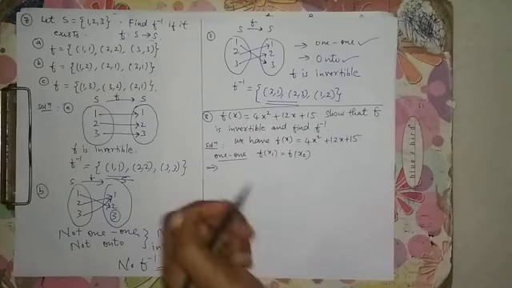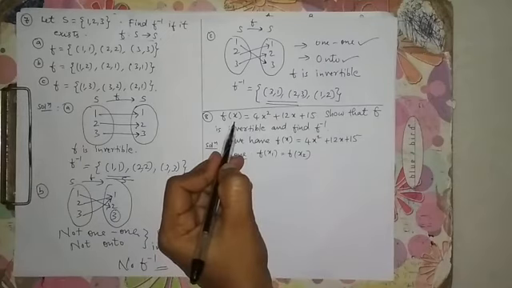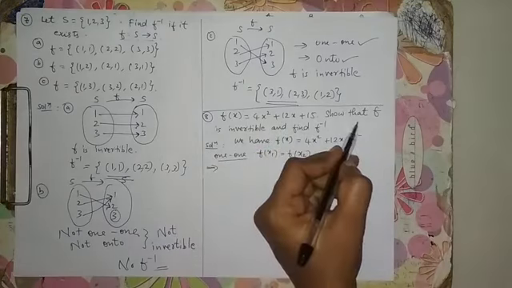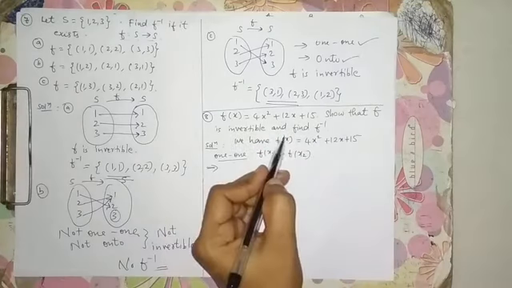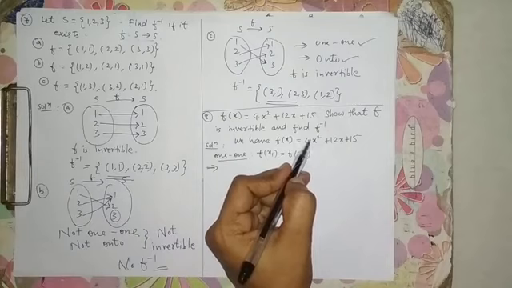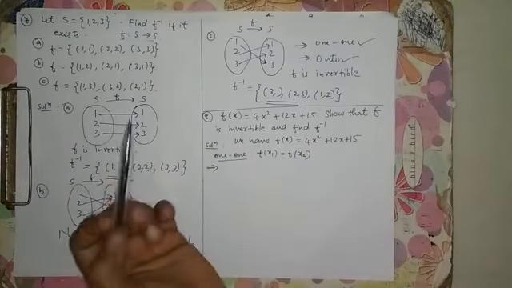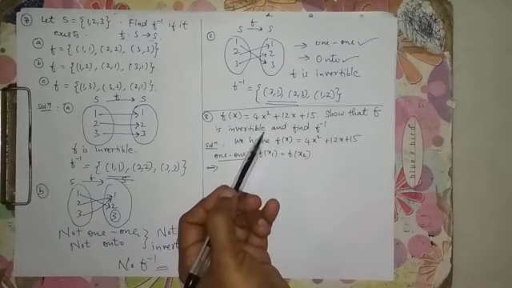So next question, f of x equal to 4x square plus 12x plus 15. Show that f is invertible and find f inverse. So similarly, as in your previous question, you have to find this.